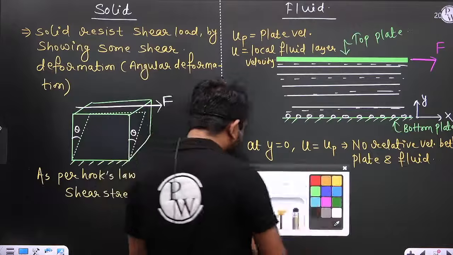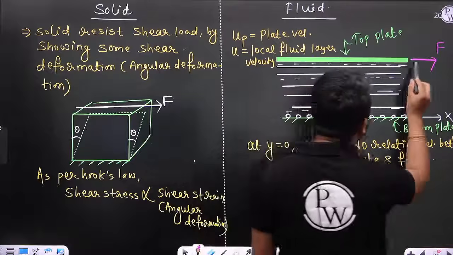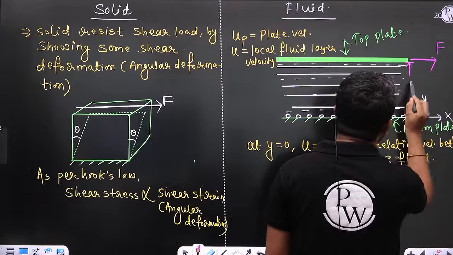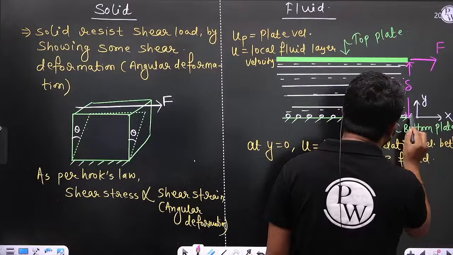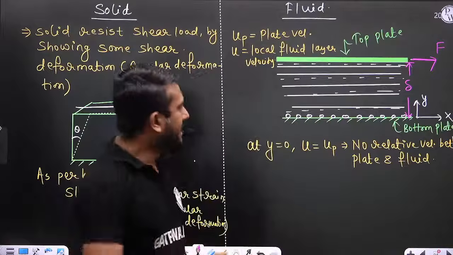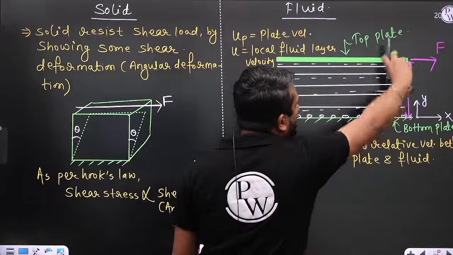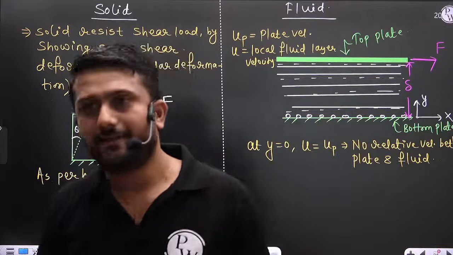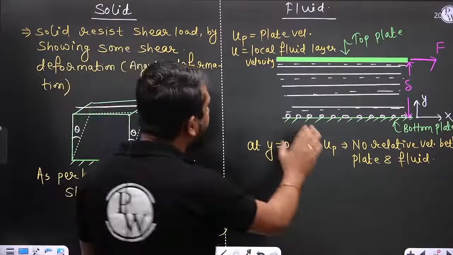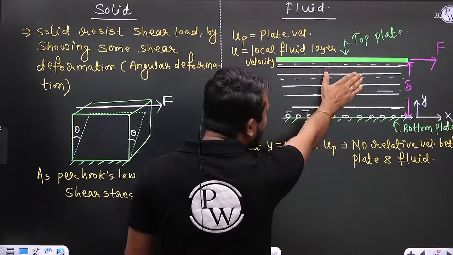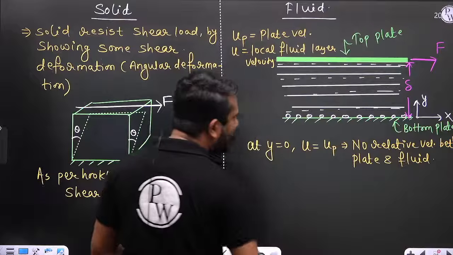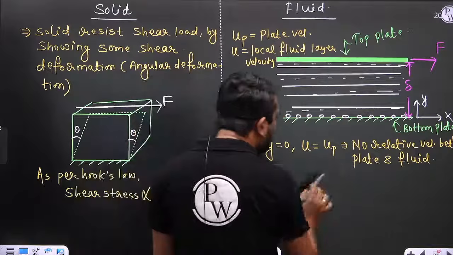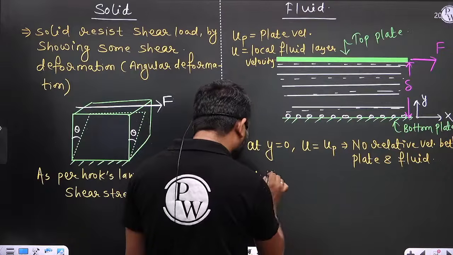If I say, let us consider this distance from here to here is delta. That gap between these two plates, let us consider that is delta. So the same thing we can say for the layer which is at y is equal to delta.